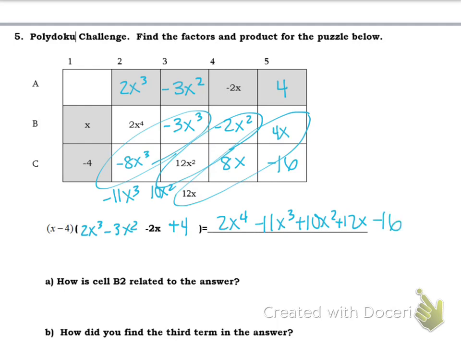So we're going to kind of work that method to be able to do this box method. So how is cell B2 related to the term? So B2, you're kind of like working outward, so that's your first term in it. How did you find the third term in the answer? We kind of discussed our way through it. 12x squared minus 2x squared will get us that.